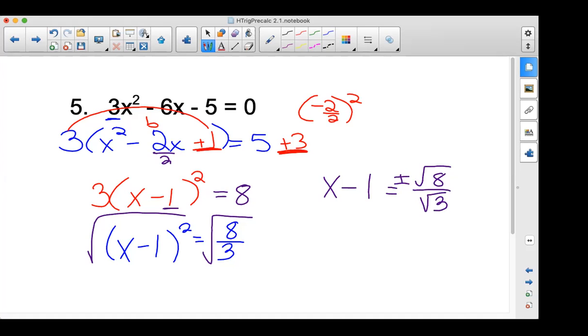Or if the entire fraction is underneath a radical, make sure you notice that the entire fraction is underneath, not just the 8, but you're squaring both pieces. So I would take the square root of the top and the square root of the bottom.